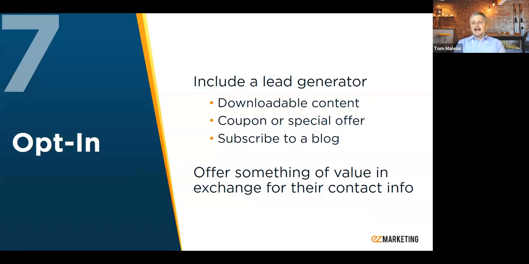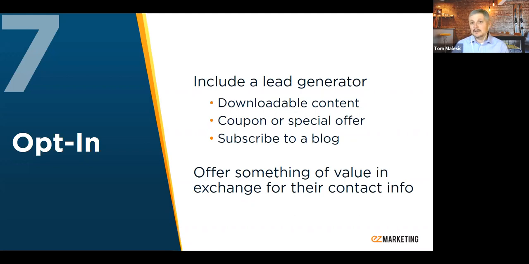Number 7 is that you have some kind of opt-in. So somebody goes to your homepage, but we don't know who they are. And we only know who they are when they fill out some kind of form that says, this is what I'm looking for, or this is who I am, right? And generally we have to kind of give something to get something.